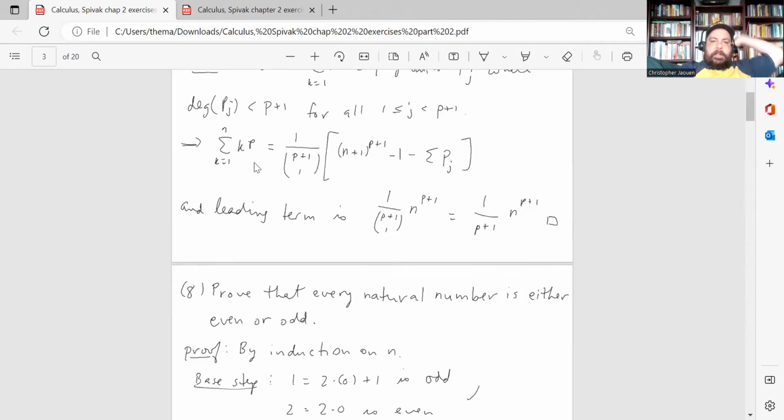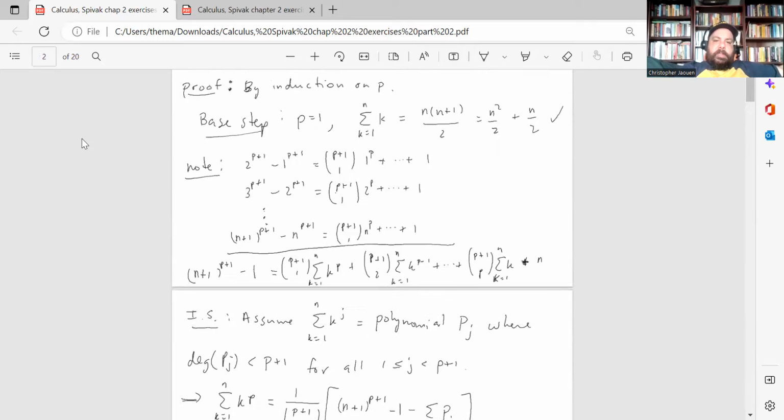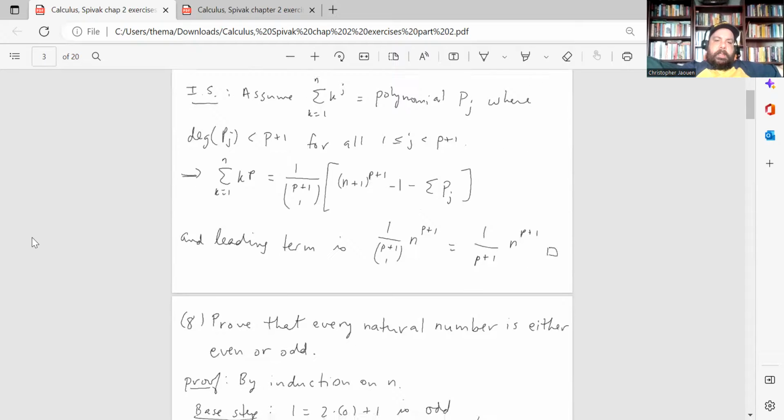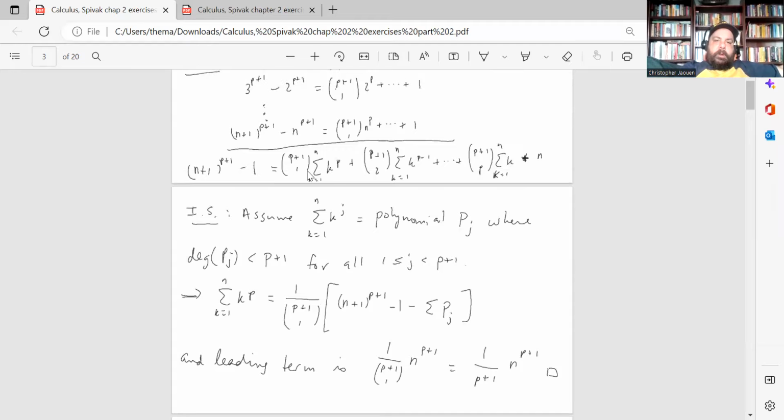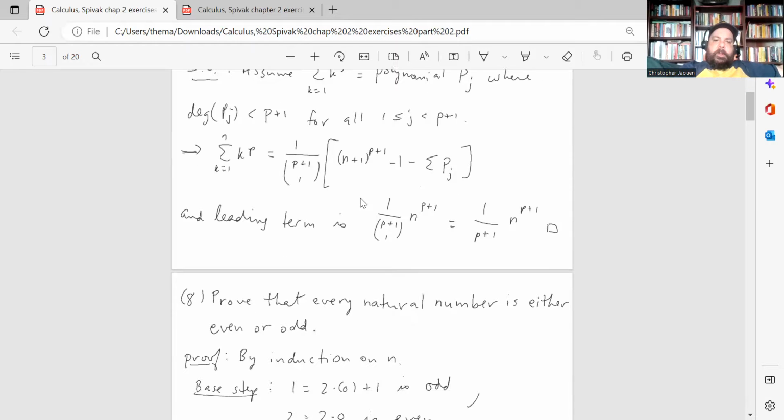All right, that implies that from this formula here, if you solve for this expression, in other words, you bring all these things over to the other side and divide by p plus 1 choose 1, all of these lower degree expressions here can be written in terms of polynomials of degree less than p plus 1. So I'm just writing that here as a sum. So you could solve for k to the p in terms of things that look like this.